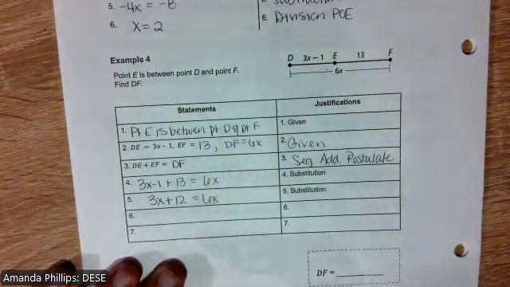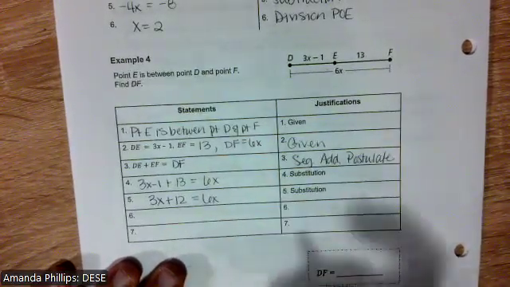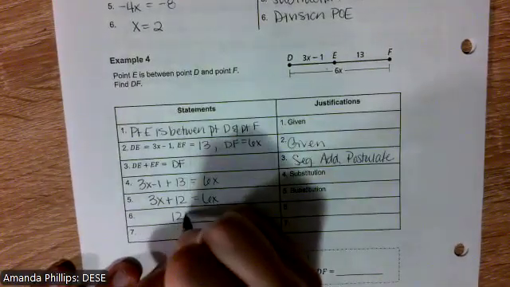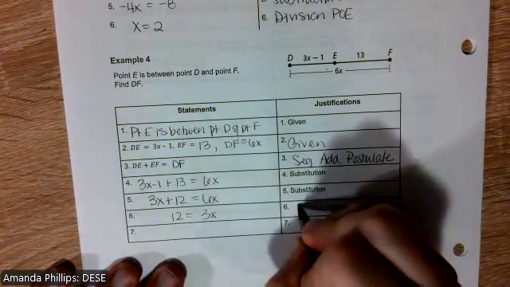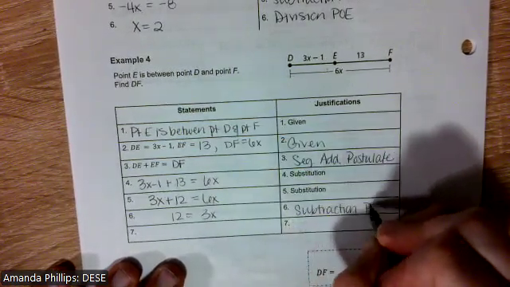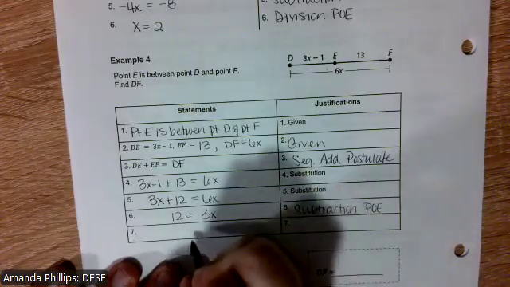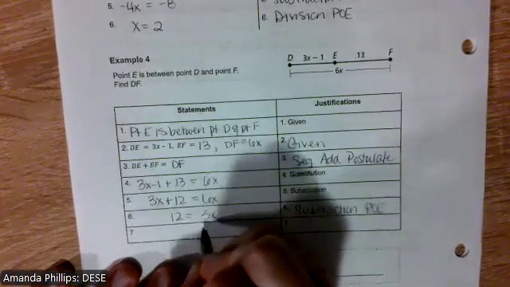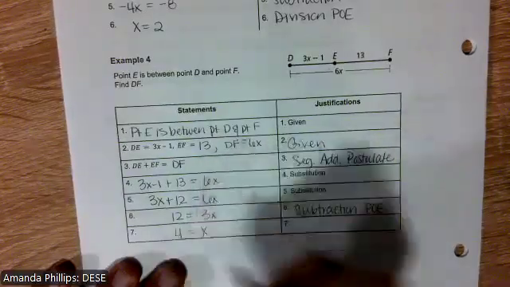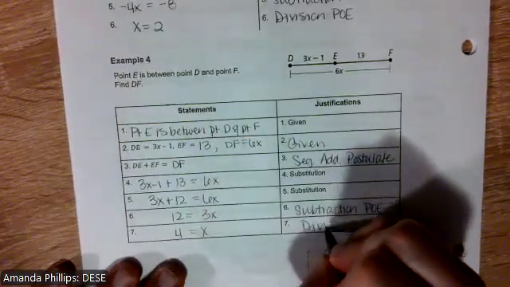Okay. All right, well, now that I know that, let's go ahead and solve. So I would take 3x away from both sides, and I would get 12 equals 3x. So that is my subtraction, POE. And then I have to divide, and I'm going to divide by 3 on both sides, and I get x equals 4. And that is my division, POE.